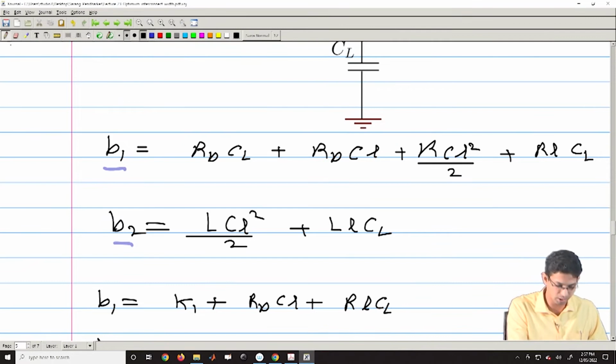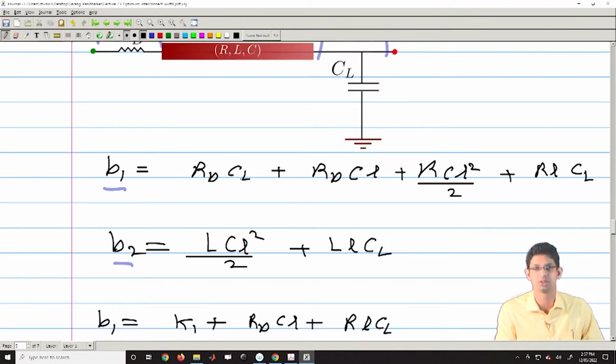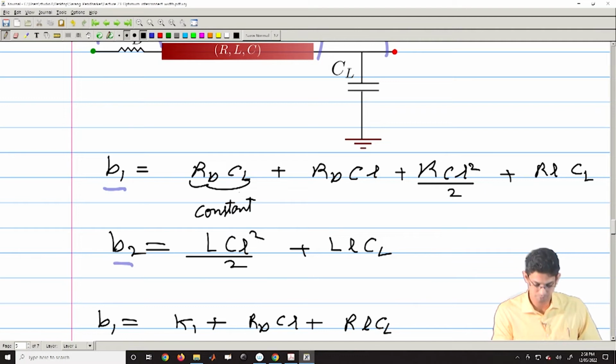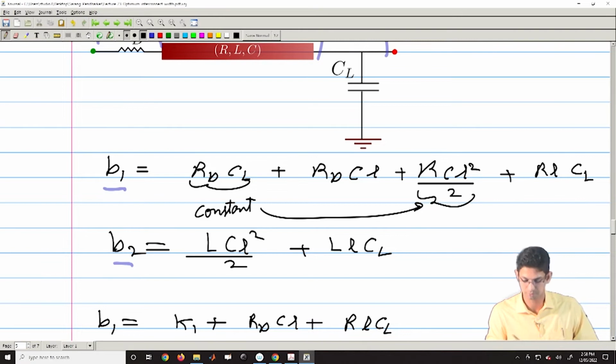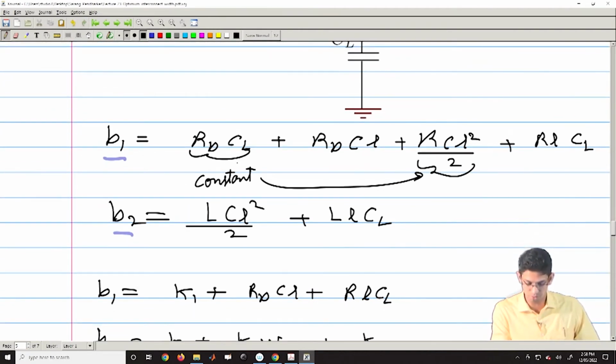So, here we can see a few things. Here RD and CL are constant. Similarly, R into C, we have seen from previous analysis that this is also constant. Both these are constant. By constant, let me clarify, I mean that both these terms are independent of your interconnect width.